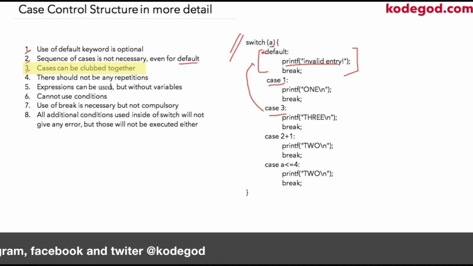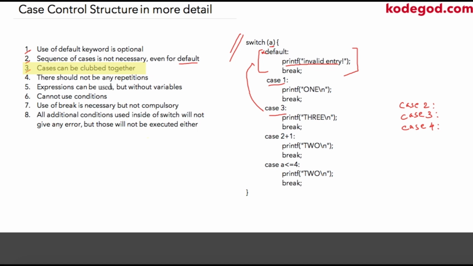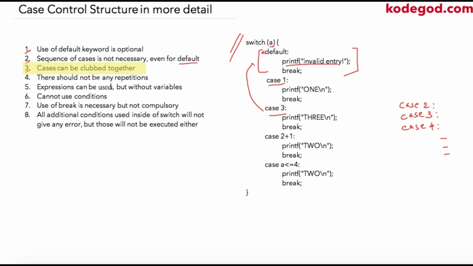Next point is cases can be clubbed together. So we can have something like this: case 2 colon, case 3 colon, case 4 colon, and we can have some common instructions for these 3 cases. So whenever there is a match for any of these 3 cases, these statements will be executed. Next point is there should not be any repetitions. So obviously when you're writing a case over here, you cannot repeat it again.